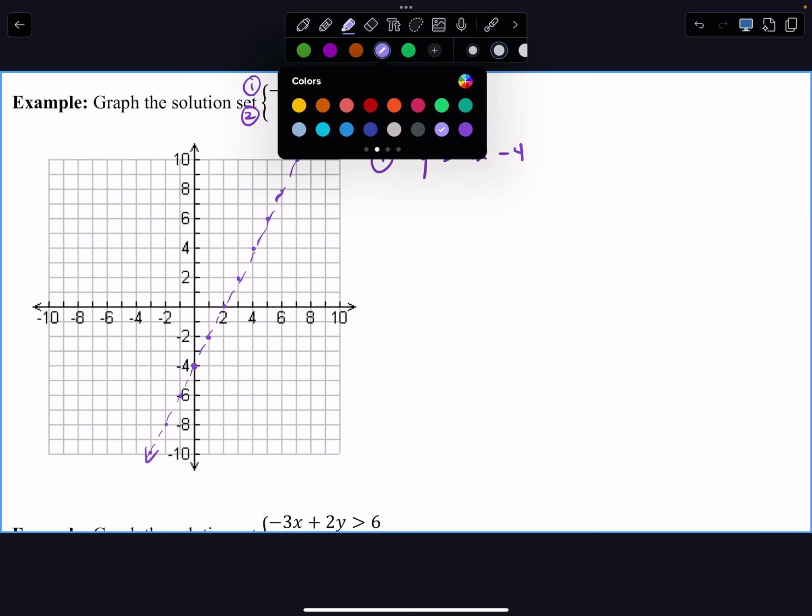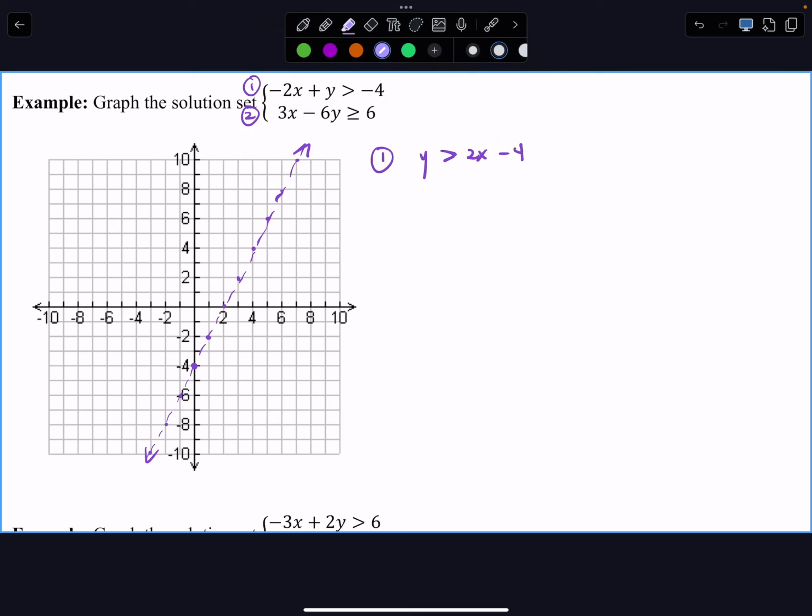Or you could do this. So like, would we shade above or below for this inequality? Above. So to kind of use what we already know.